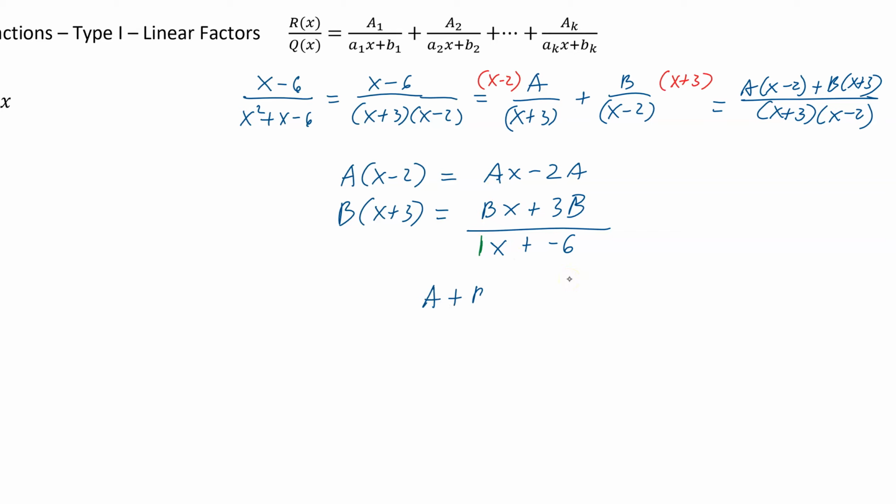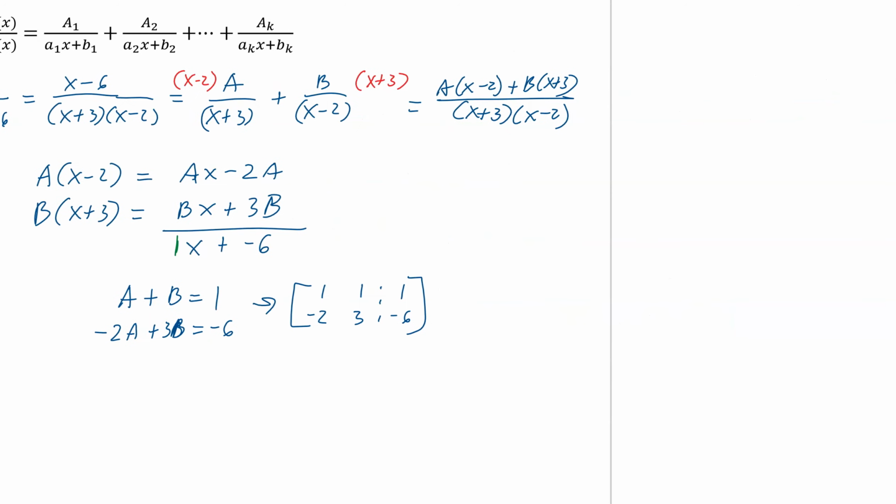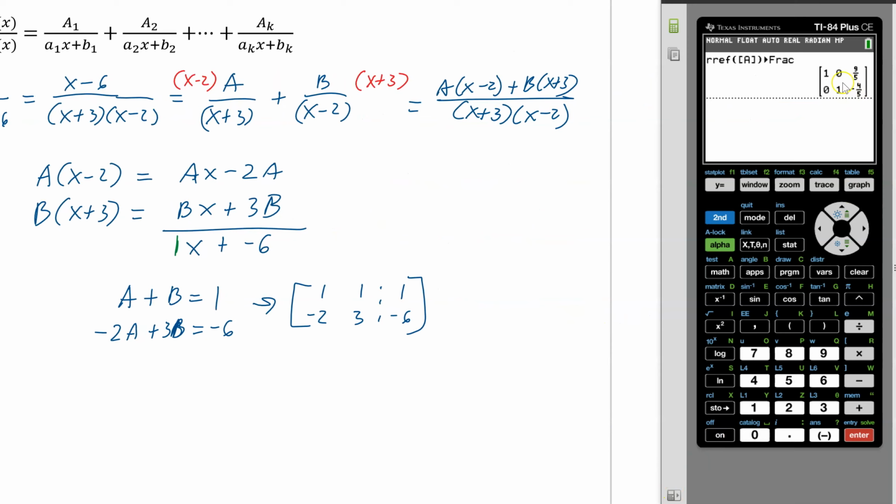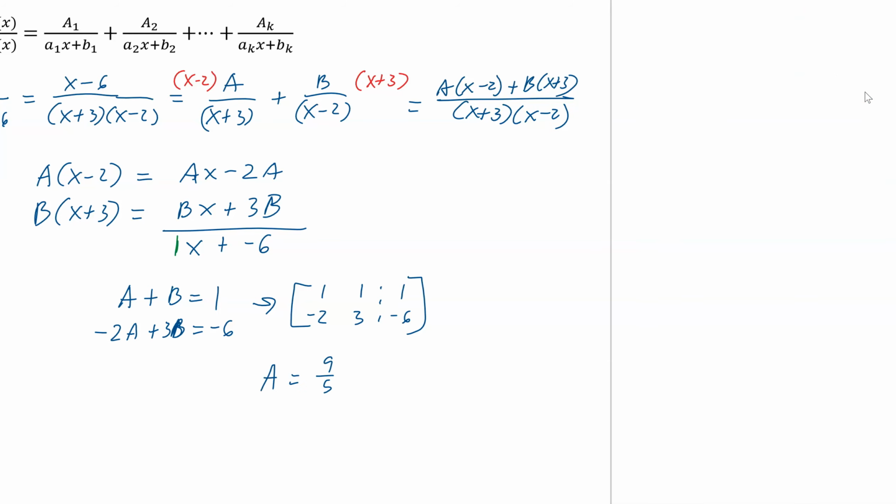That's our first equation. And the next one means that negative 2A plus 3B has to equal negative 6. So it gives us equations that we can use to solve for A and B. That gives us 1, 1, 1, negative 2, 3, negative 6, which we can plug into our calculator, which we already did in the last video. Plugging it into our calculator in the previous video gave us 9/5 and negative 4/5. So A equals 9/5 and B equals negative 4/5.